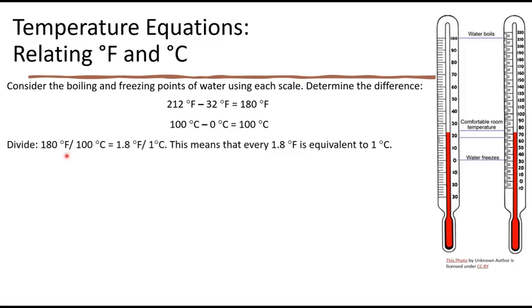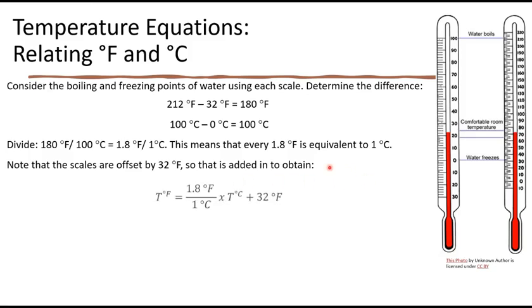If we divide those two values, the 180 degrees Fahrenheit by 100 degrees Celsius, we will get that 1.8 degrees Fahrenheit is equivalent to every 1 degree Celsius. And the scales are offset by 32 degrees Fahrenheit, so we need to add in that term. We will get that the temperature in degrees Fahrenheit is equal to 1.8 degrees Fahrenheit over 1 degree Celsius times the temperature in degrees Celsius plus 32 degrees Fahrenheit.